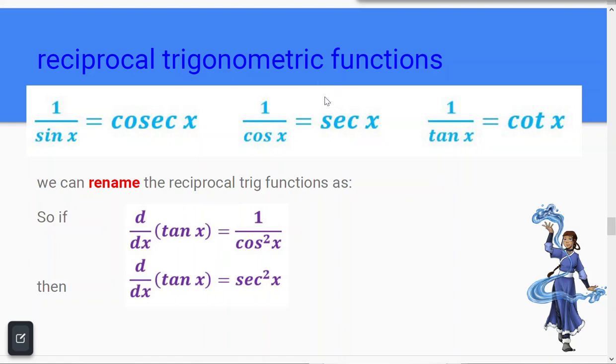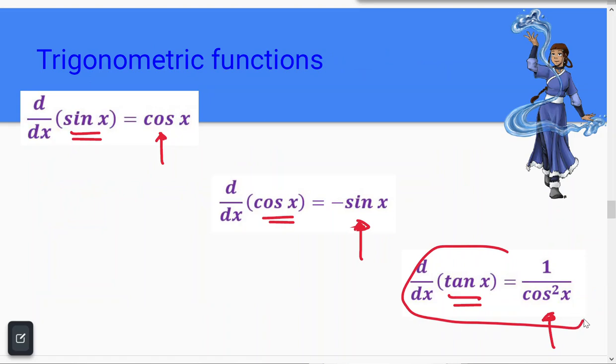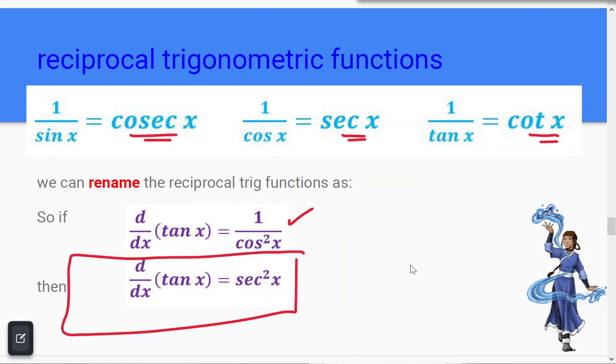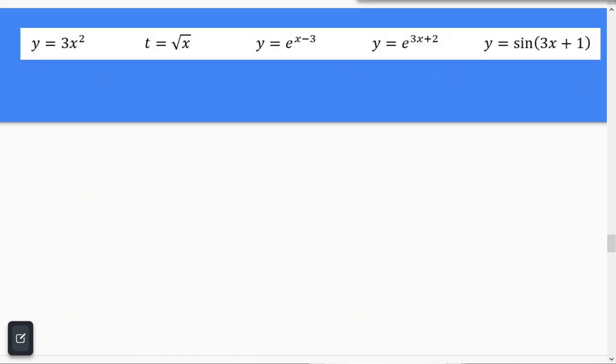The reciprocal trigonometric functions have particular names, and they're just like nicknames. 1 on sine is cosec, 1 on cos is sec, 1 on tan is cot, which means if on the previous page we said that the derivative of tan was 1 on cos squared, then 1 on cos squared is the same as sec squared. And you'll find that this is what they write in the VCAA formula sheet for the derivative of tan.